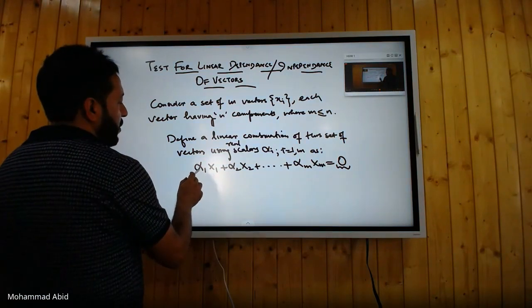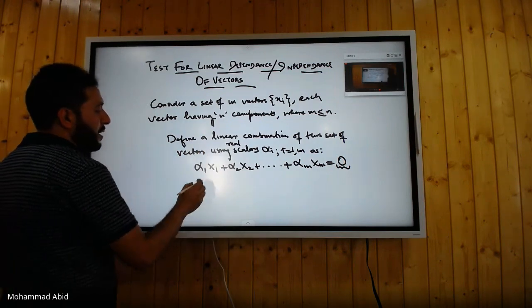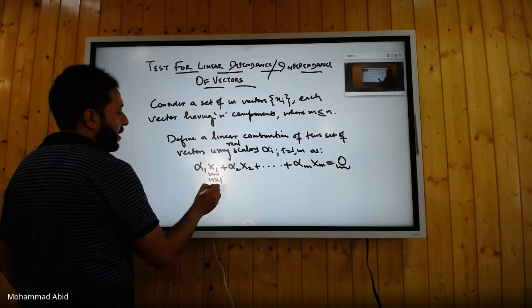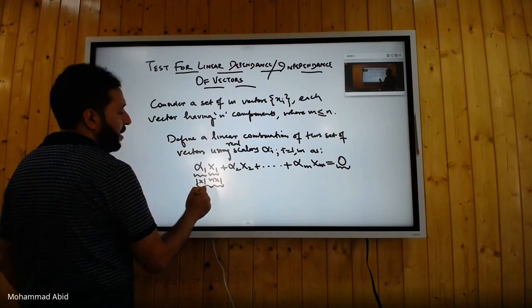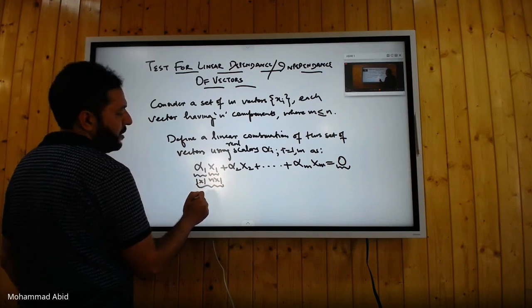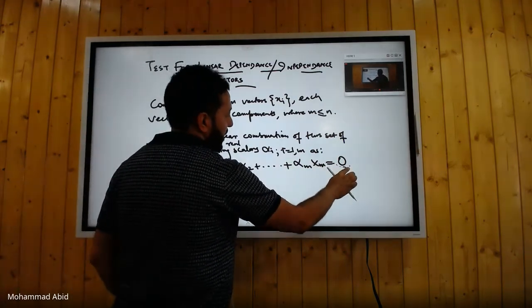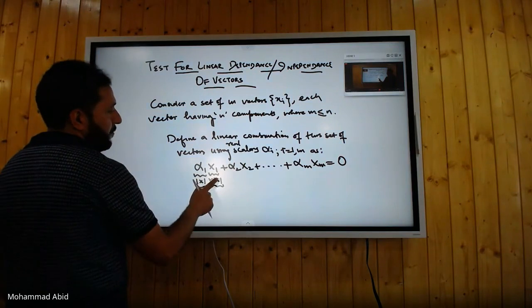Because what are you doing here? What is the size of x1? x1 is a column, isn't it? The size of x1 is n cross 1. Alpha 1 is a scalar, so this is 1 cross 1. So what is this? No, this is 1 cross 1. Yes. So this 0 is actually a scalar 0. Sorry. So this will be 1 cross 1.